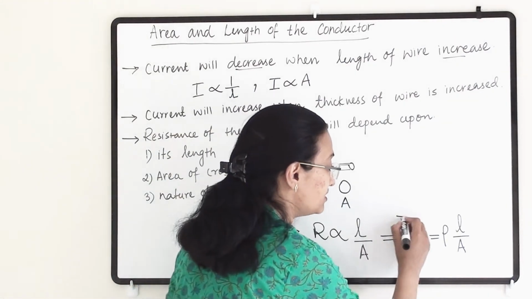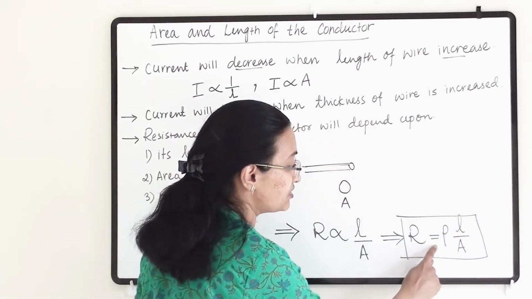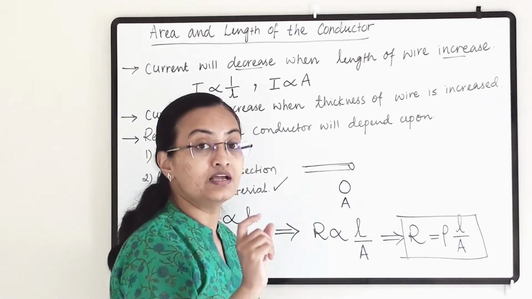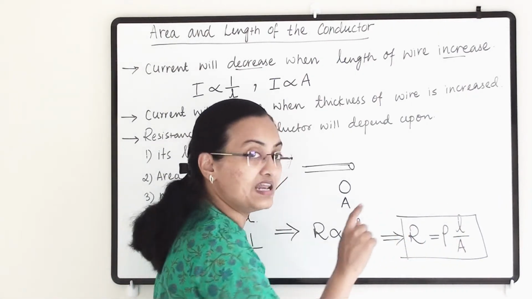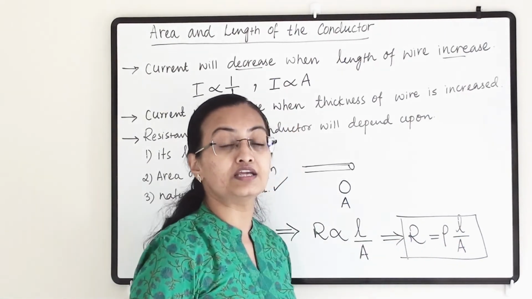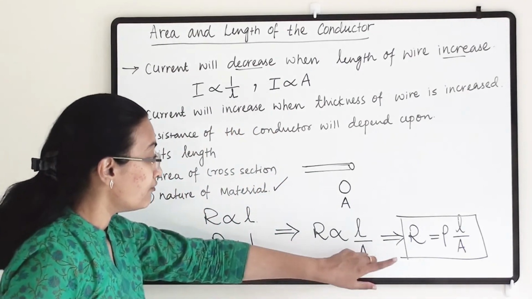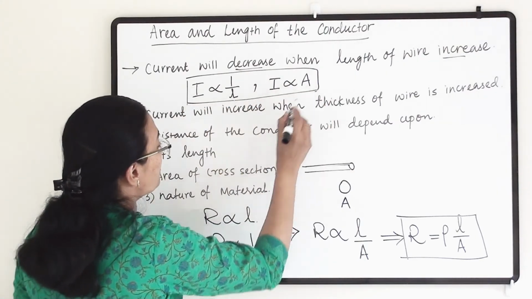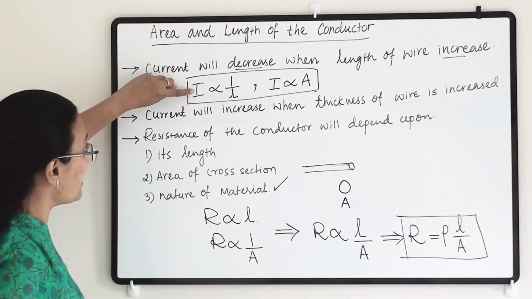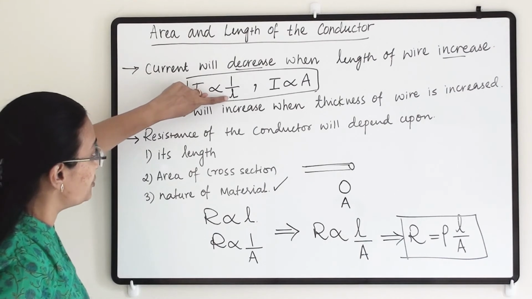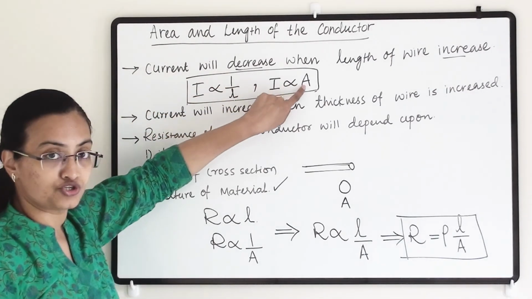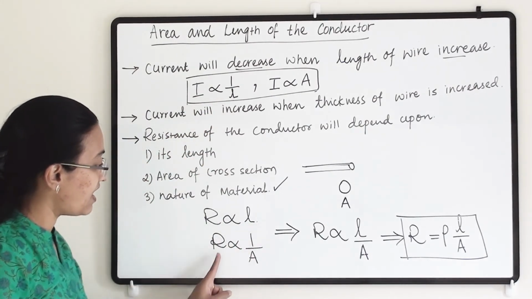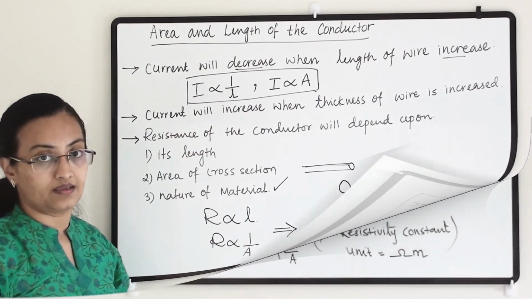So we got another formula: resistance equals rho L by A, in which rho is the resistivity of the material, which is material specific, L is the length of the conductor, and A is the area of the cross section of the wire. From this we can also derive two relations, and we have to keep in mind that I is inversely proportional to L and I is directly proportional to A. In turn, R is directly proportional to L and R is inversely proportional to A.